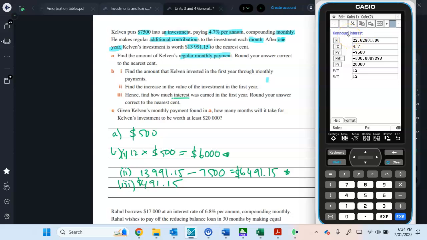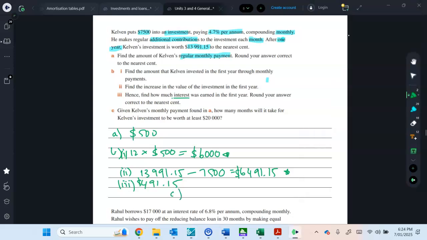Alright, so 22.6 blah blah blah. We've got to do whole months. So if it was 22 months, it's not going to quite be there. So it's going to be 23 months.